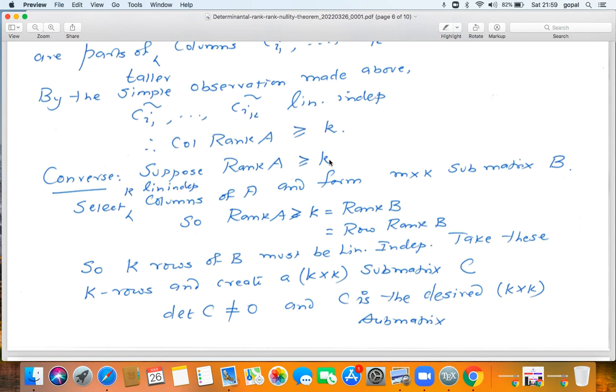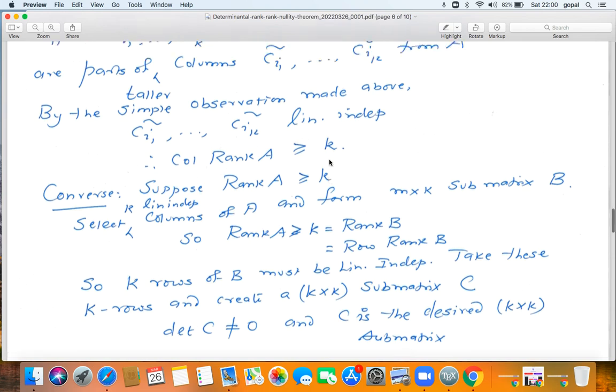Select these k rows. Remember, B is an M cross K matrix. B has M rows and K columns, but I'm going to knock off all the rows and only keep K rows. What am I going to get? I'm going to get a K by K submatrix, a square matrix C of size K by K. But which rows have I kept in B? The K linearly independent ones, and the rest I have thrown away. That means that the rows of C are linearly independent. So the determinant of C is not 0. And so this C is the desired K by K submatrix.